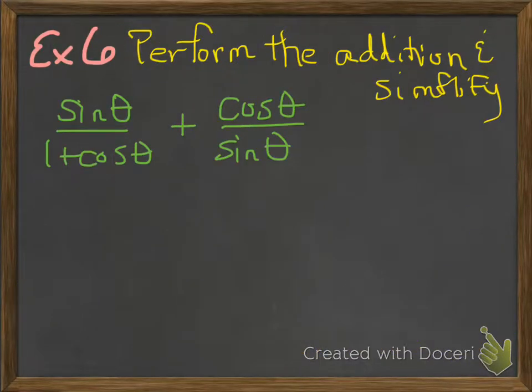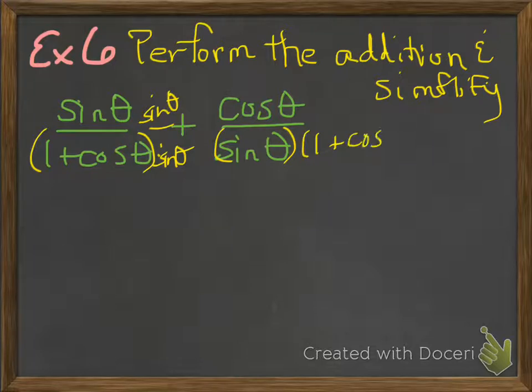Alright, we're almost done. We have example 6 here, and we have to perform the addition and simplify. Now, whenever you're adding something with fractions, you have to get a common denominator. So, I have 1 plus cosine theta on this side, and I have sine theta on this side. Nothing in common between them, so I'm going to go ahead and just multiply by the other term. So over here, I'm going to multiply by sine theta over sine theta. And on this side, I'm going to multiply by 1 plus cosine theta over 1 plus cosine theta.